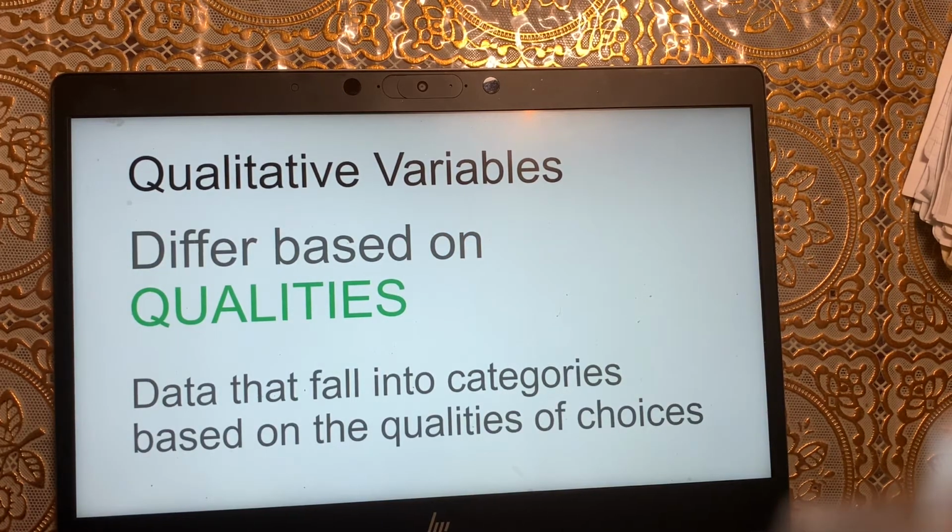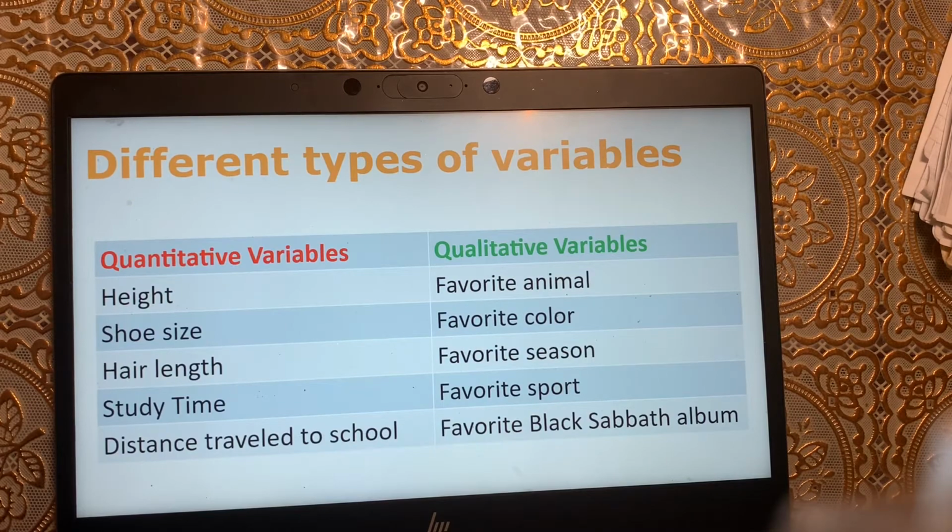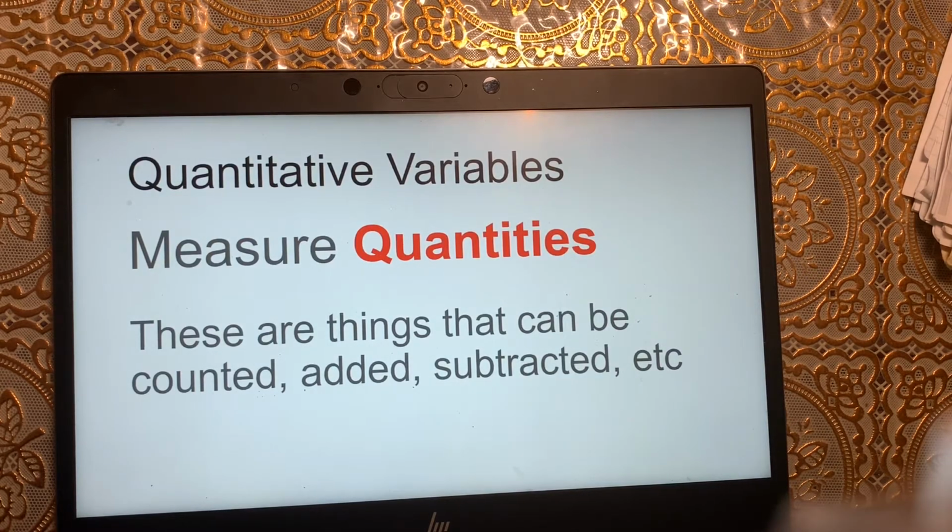Qualitative variables differ based on qualities. These are not something you measure, but data that fall into categories based on the qualities of the choices. So they are called qualitative. In the second column, what you have seen was favorite animal, favorite color, favorite sport. You are not measuring these, they are just preferences, they are choices. They are qualitative, categorical data. Okay.